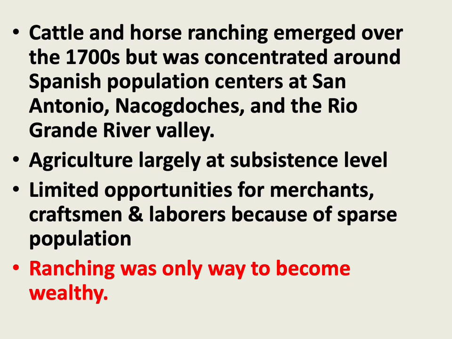So people basically, families or whatnot, grew enough to eat themselves, with a slight surplus of crops that they could sell to purchase items that they could not produce themselves on their farms. Because the population was very low and spread out, there were very limited opportunities in Texas for merchants to set up stores, to do trading, for skilled craftsmen such as carpenters or common laborers. And really, the only way to become wealthy at this time was to engage in ranching.